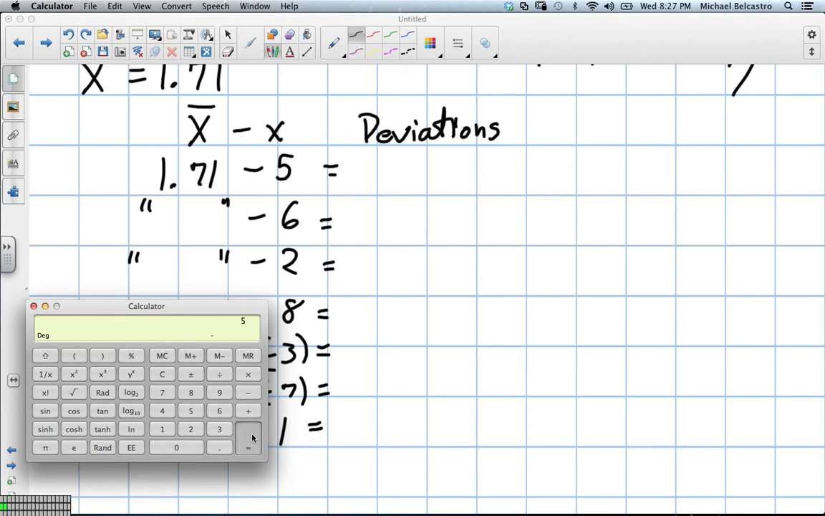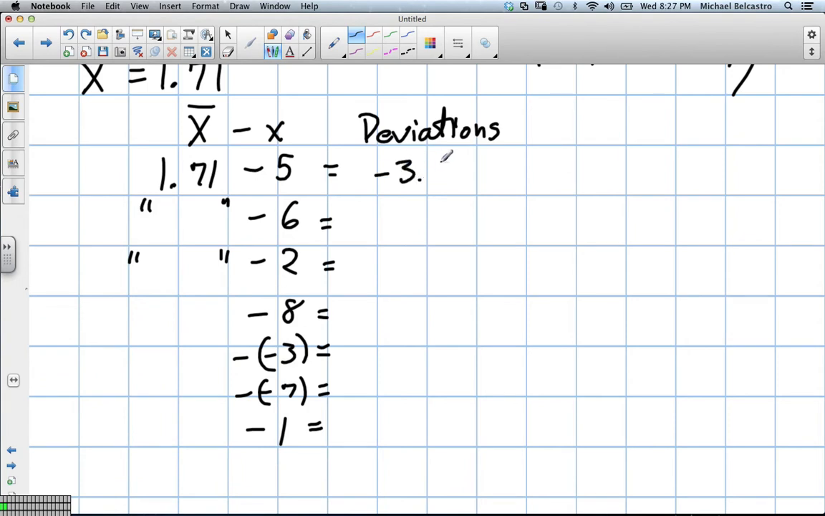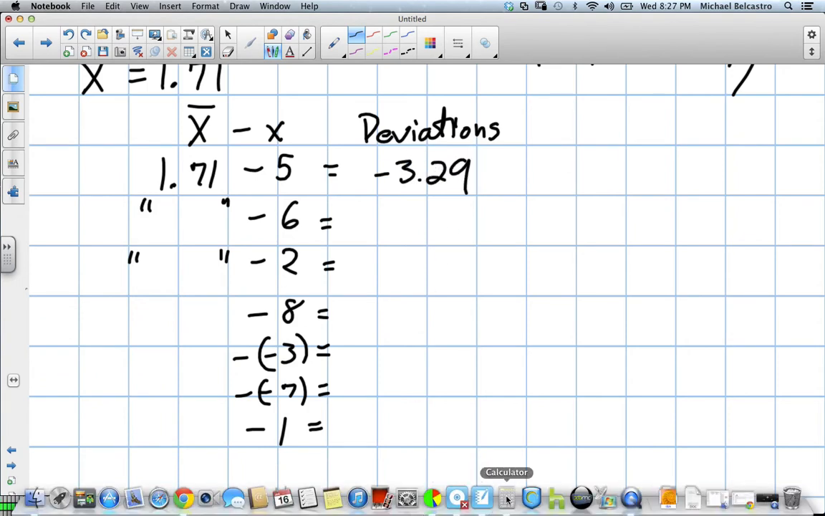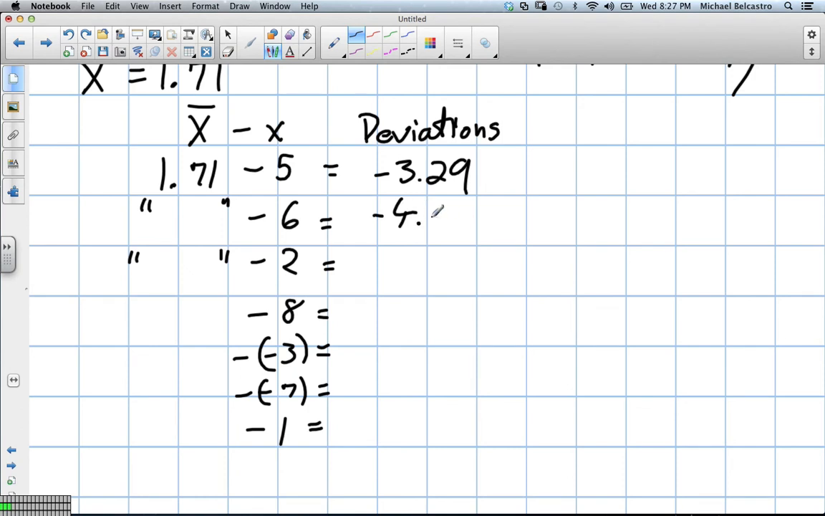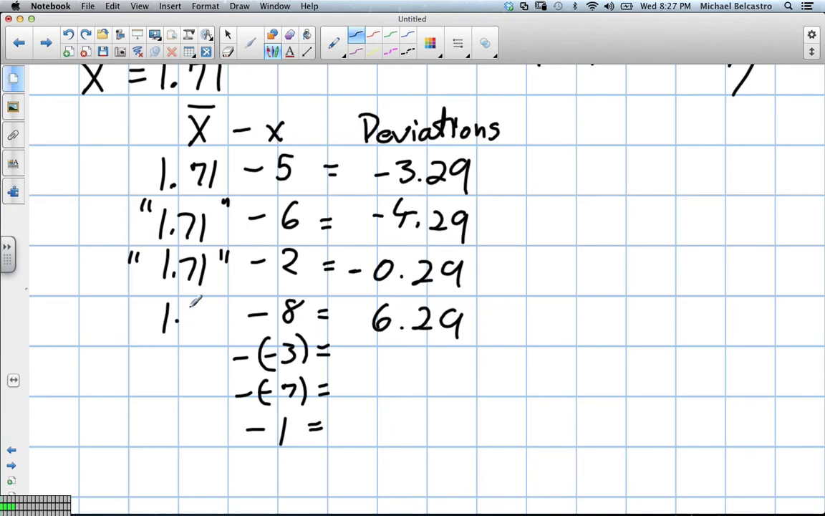1.71 minus 5. You want to help me out as we go through these? Yeah, sure. Negative 3.29. I'll do the second one, and then you get maybe the third one ready. 1.71 subtract 6. That's easy. It's just negative 4.29. What would the next one be? 0.29. Then 6.29. Should they not be negative? Yeah, they should be, because again, this value is 1.71. So they should be negative. Not that that's going to matter in the end, but it's fine.